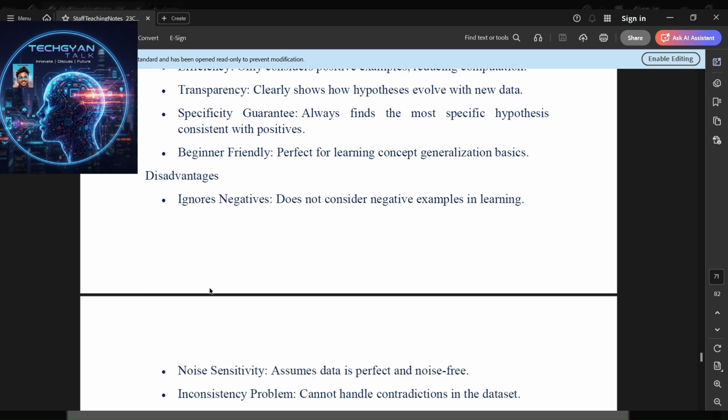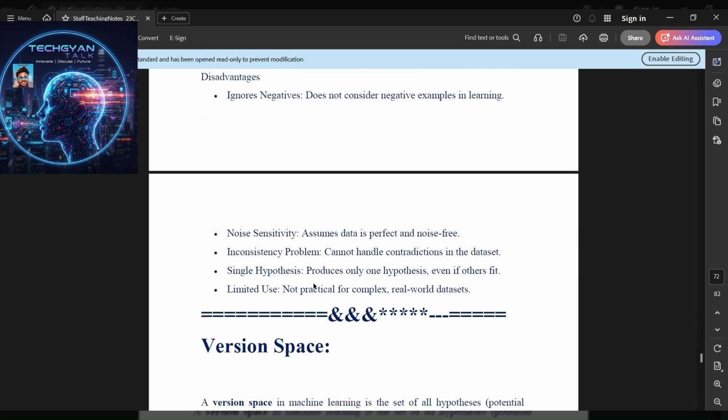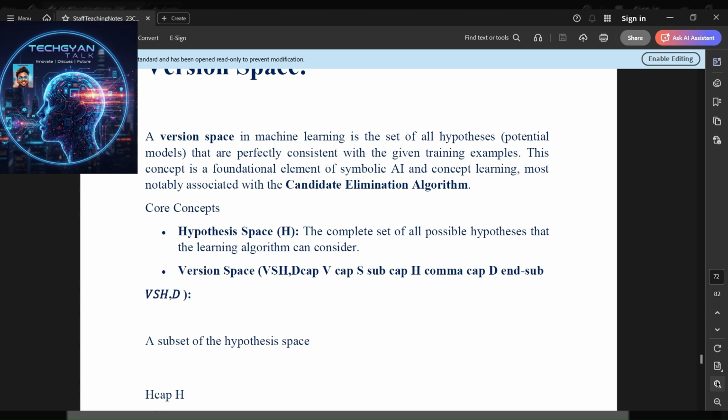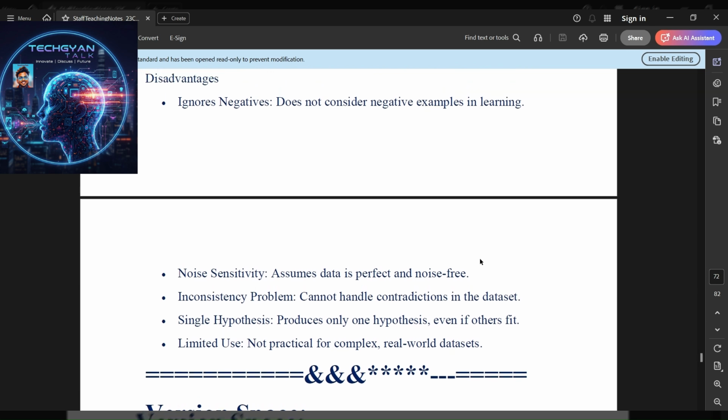Disadvantages. Ignores negatives: does not consider negative examples in learning. Noise sensitivity: assumes data is perfect and noise free. Inconsistency problem: cannot handle contradictions in the data set. Single hypothesis: produces only one hypothesis, even if others fit. Limited use: not practical for complex or real-world data sets.